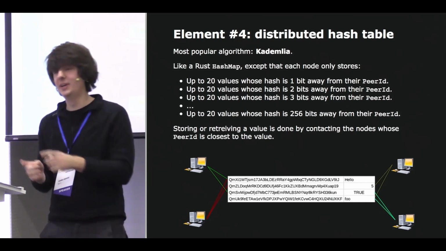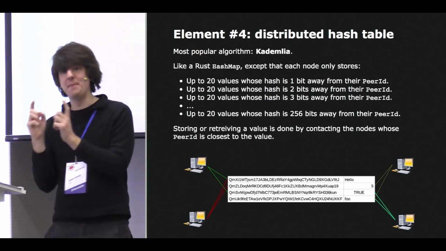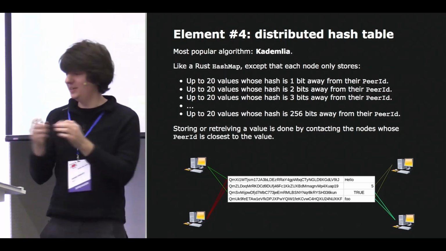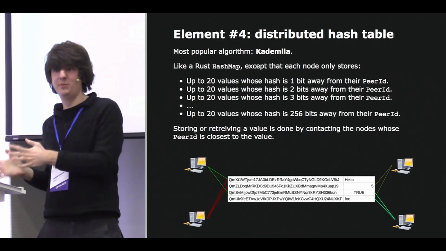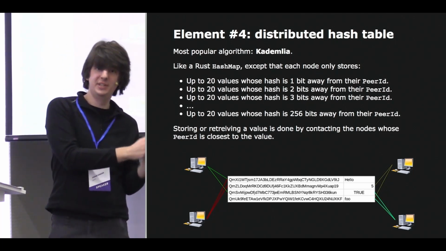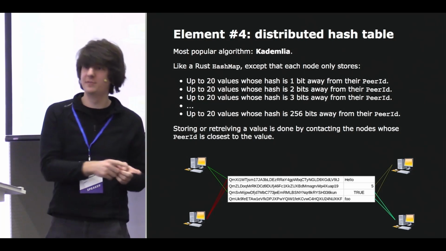the key you store, plus up to 20 values whose key is 2 bits away from your peer ID, and so on and so forth. Which means that in order to determine where to find a value, you find the nodes whose public key is close to the value, and you just ask these nodes for the value.